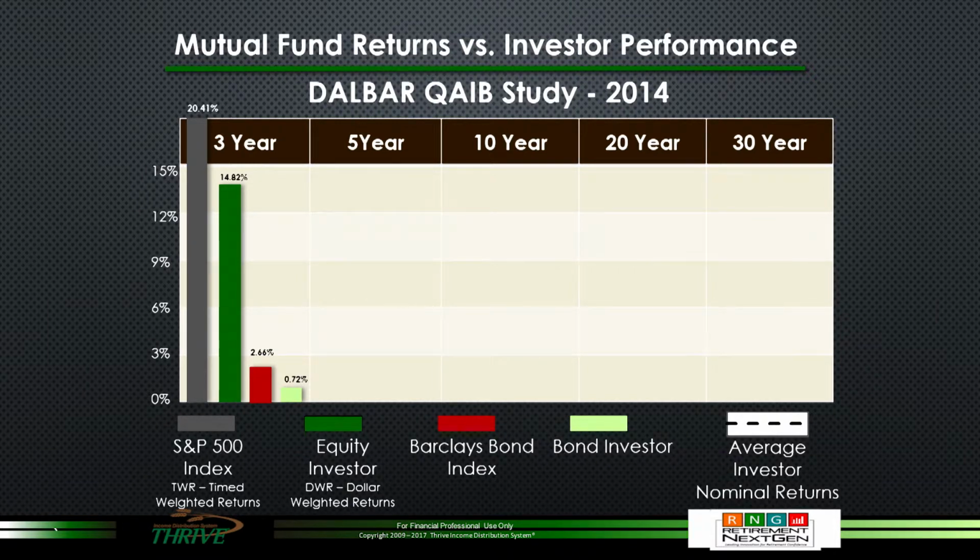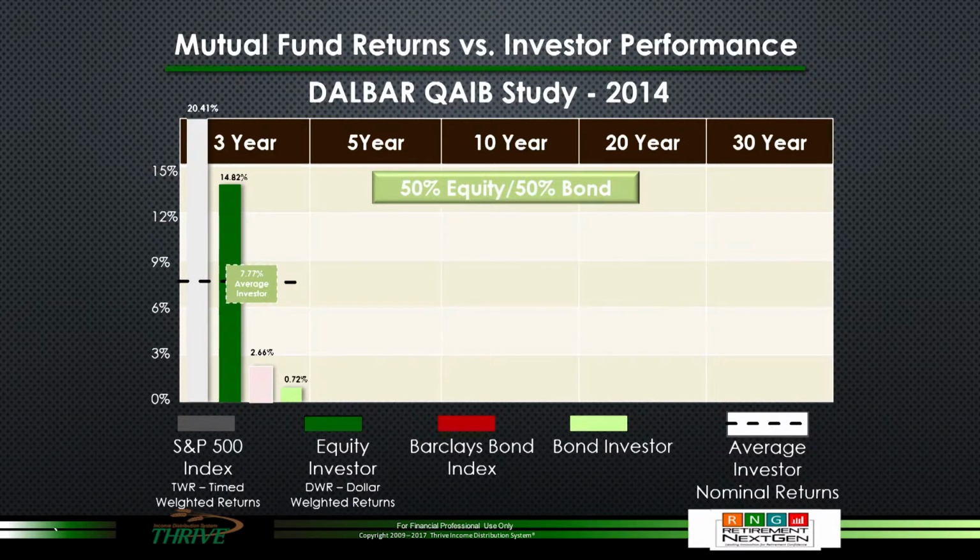Now let's take a look at the Barclays Bond Index. And you can see the raw index did 2.66, but the average bond investor only did 0.72. You know, most people aren't going to just do bonds, or they're not going to just do equities. So we're going to assume that an average consumer is more likely to have a 50-50 blend of equity or bond or fixed type income instruments. And if we were to look at 50% of the performance of equities for an average American versus 50% of bonds for an average American, and we average that out based on that blend of 50-50 for the 3 years, we'd end up over that 3-year period with a 7.77% rate of return.